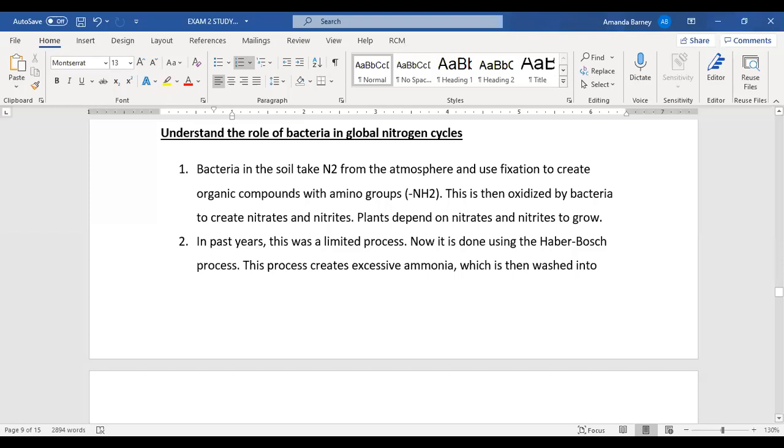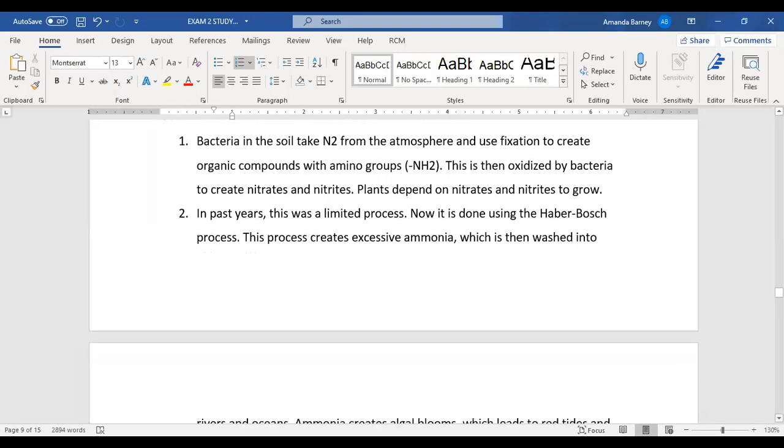We could only grow as many plants as the amount of nitrogen the bacteria could bring into the soil. And this process is called fixation, of bringing that nitrogen down into the soil and making it into a compound that the plants can then use to grow with. And like I said, plants really depend on that.